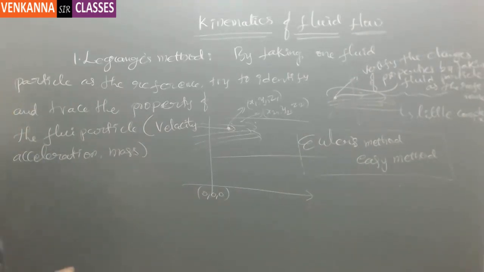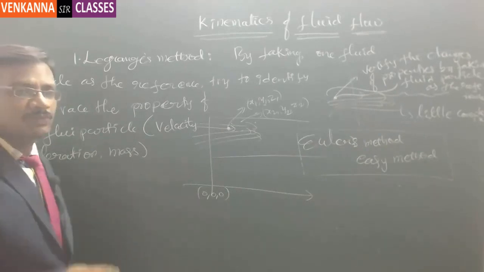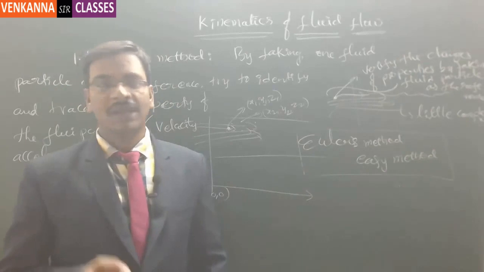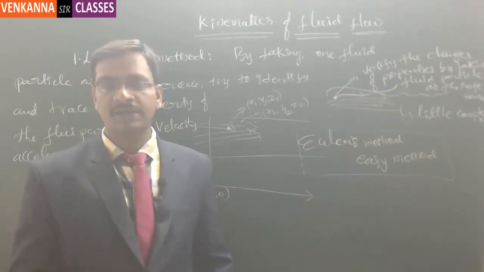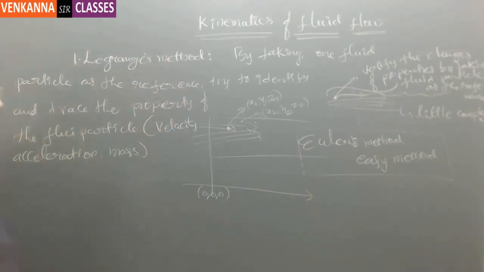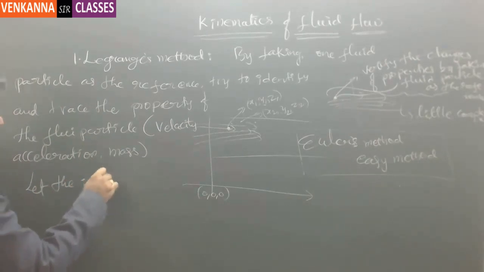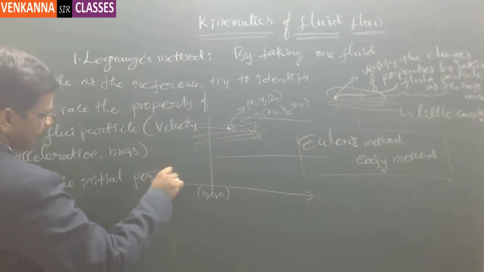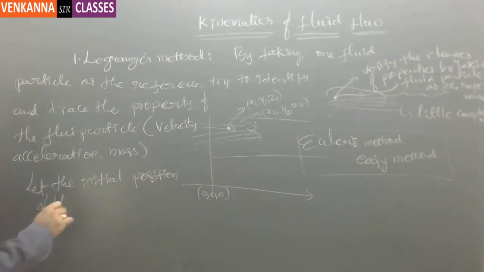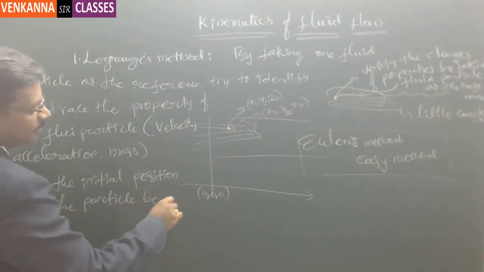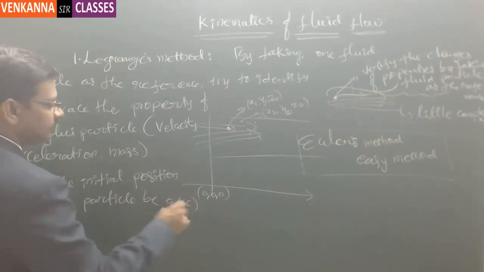So that means, if you are planning to study the fluid particle, then you have to identify at least one location where it started, right? That is called the initial position of the fluid particle. So let the initial position of the particle be a comma b comma c. So this is the initial position.